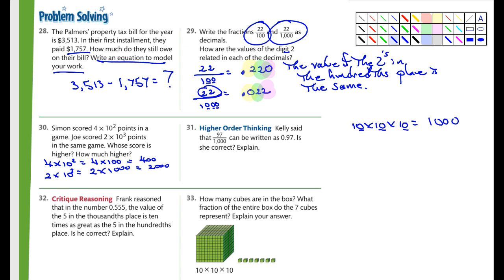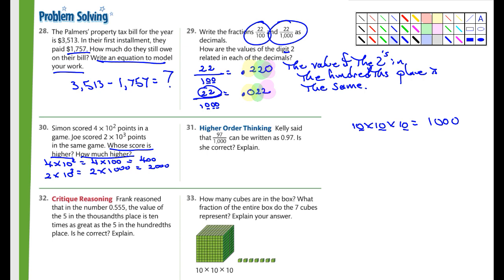And then it says, whose score is higher? How much higher? Well, figure it out for yourself. I just did half the problem for you. There you go. Whose score is higher? Answer that question. And how much higher? All right, 31.